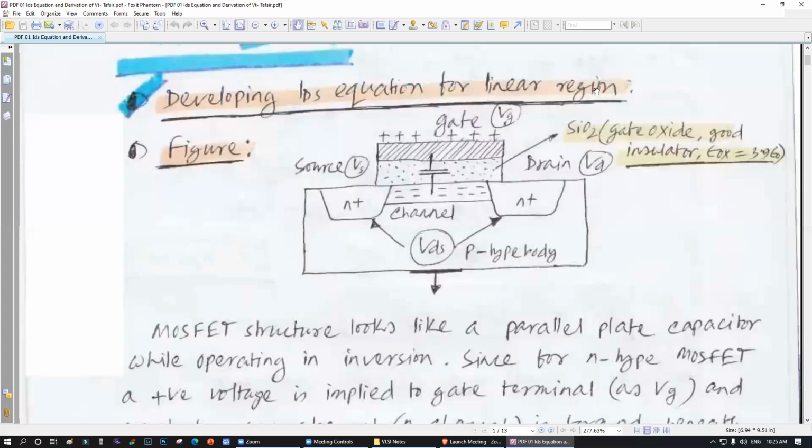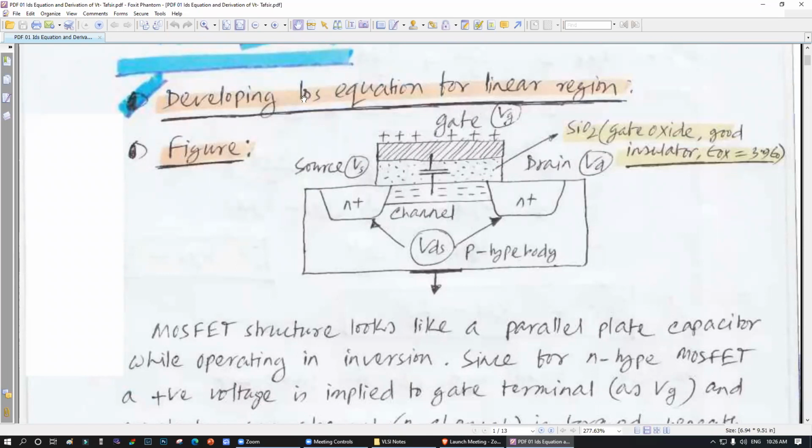Okay, today's lecture is developing the IDS equation for the linear region. That means we will see what the current equations of CMOS, or NMOS or PMOS, are. Before that, we will start with an NMOS and start developing the IDS equation.